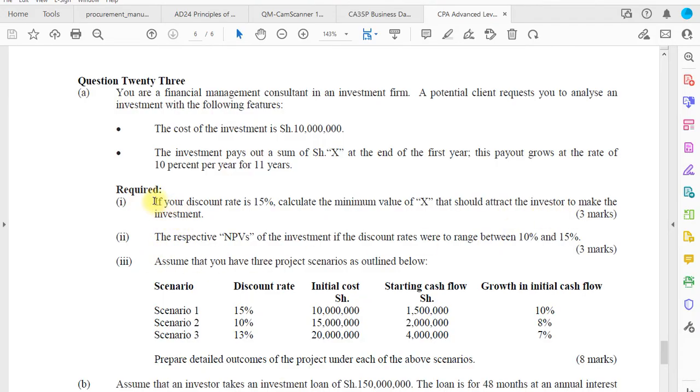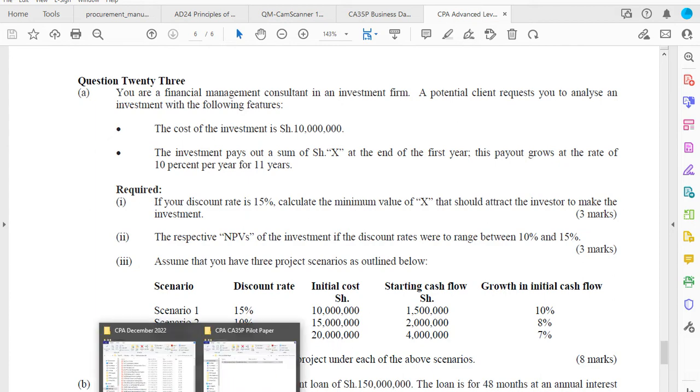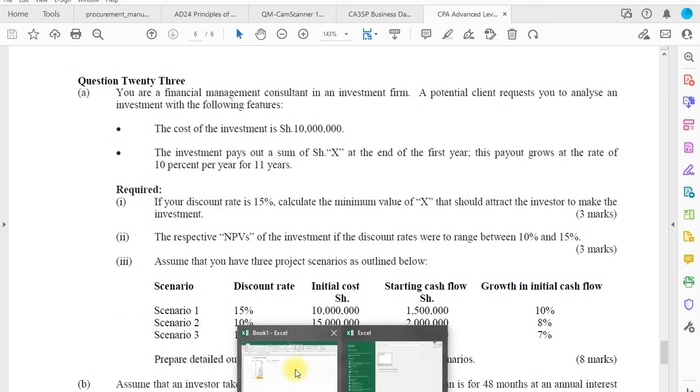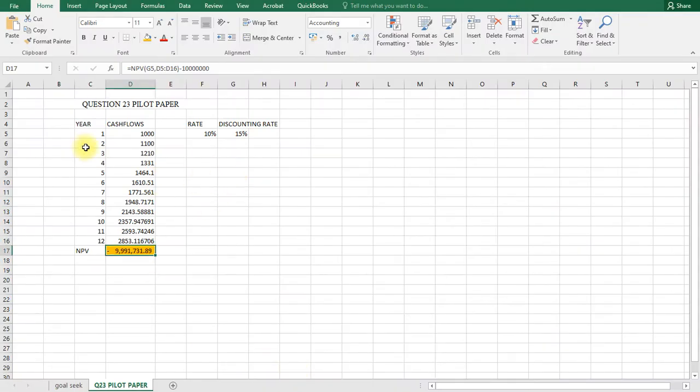So the investor should be attracted if the project has an NPV which is greater than 0, either 0 or greater than 0. That is the only way we should be able to motivate the investor to apply for this particular project, or to invest in this particular project. So what we shall do, we shall go back to our question, and we shall use the goal seek.